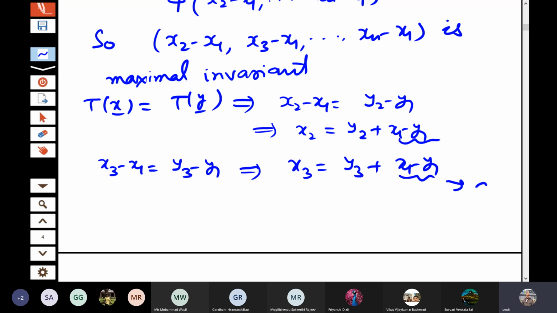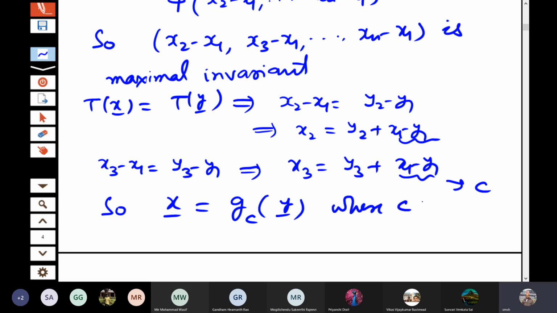So this can be considered as C. So x is GC of y, where C is x1 minus y1. I hope this example is clear.